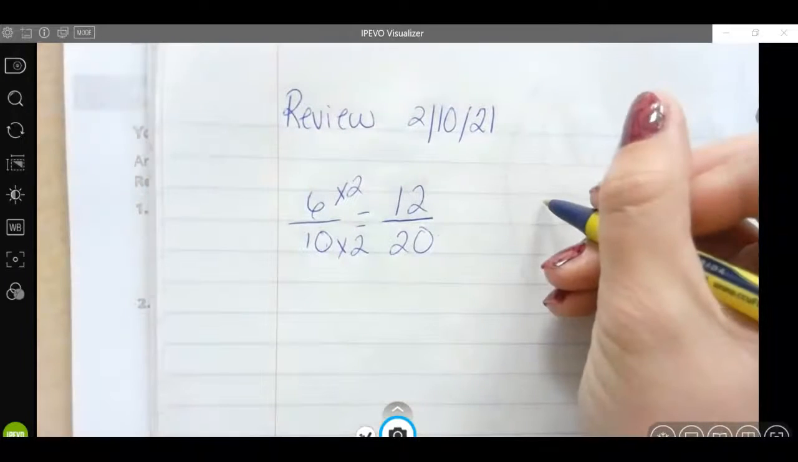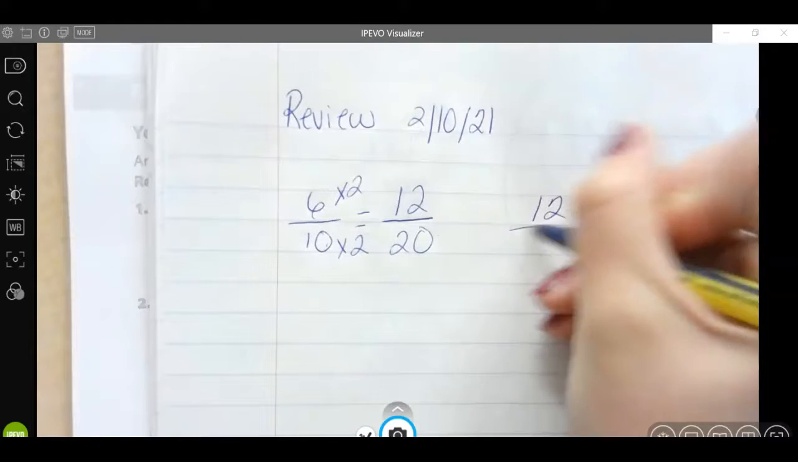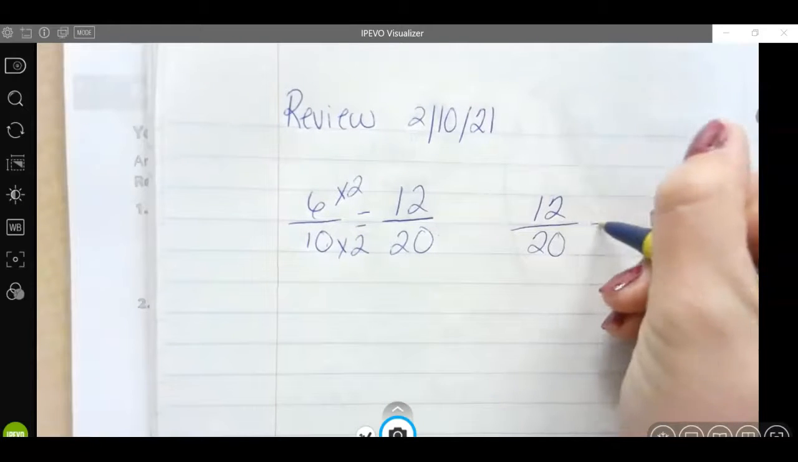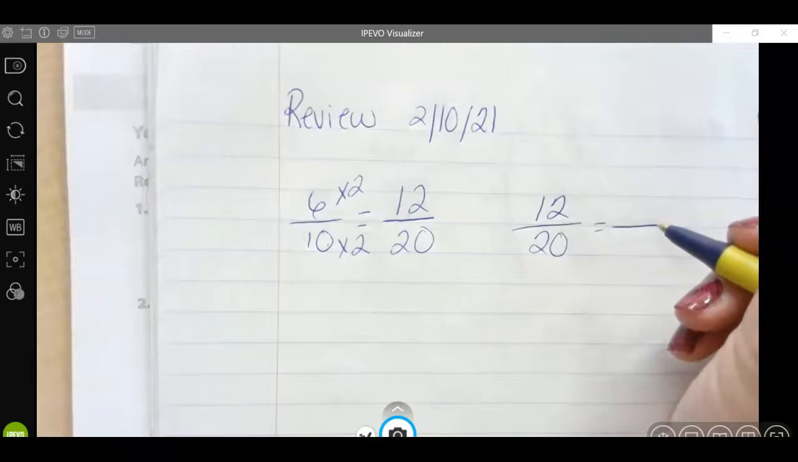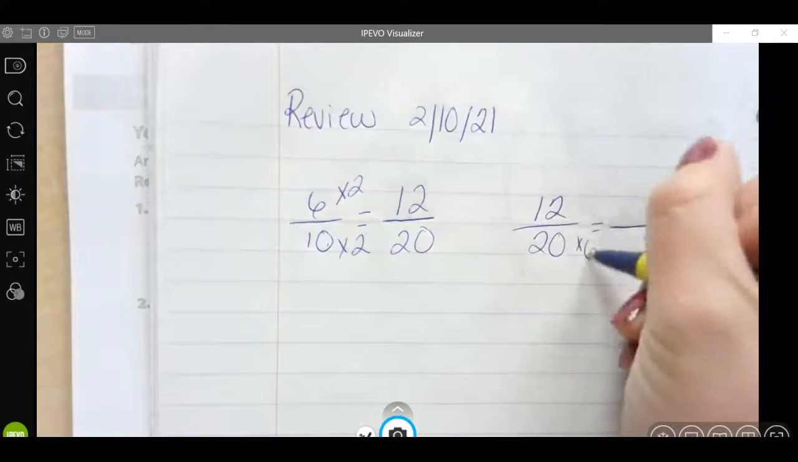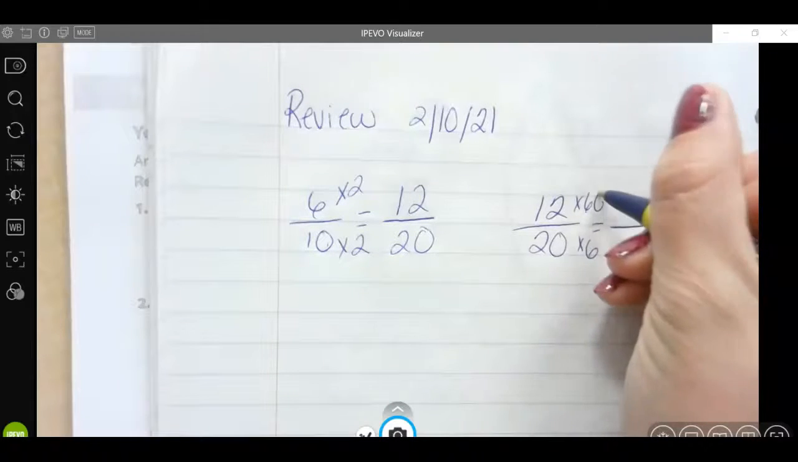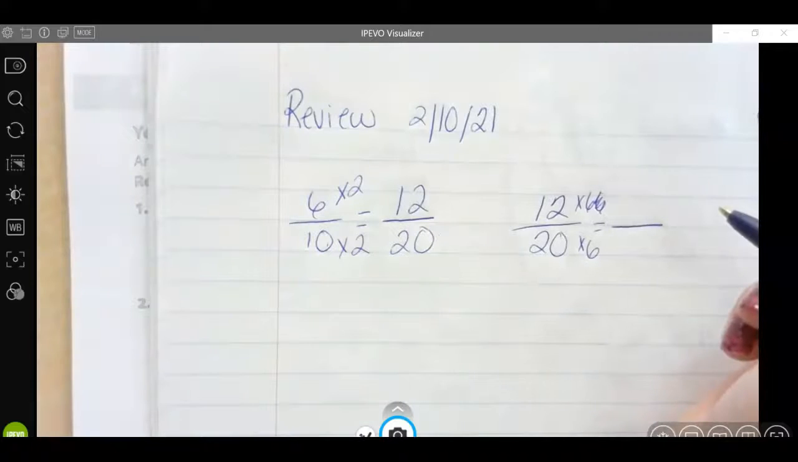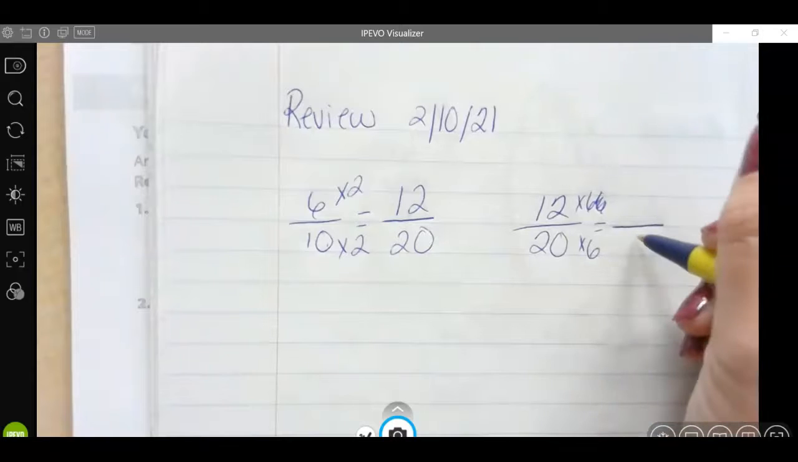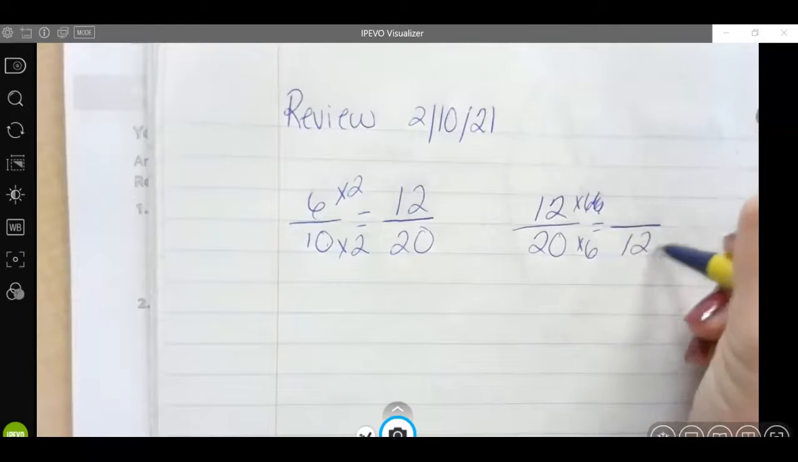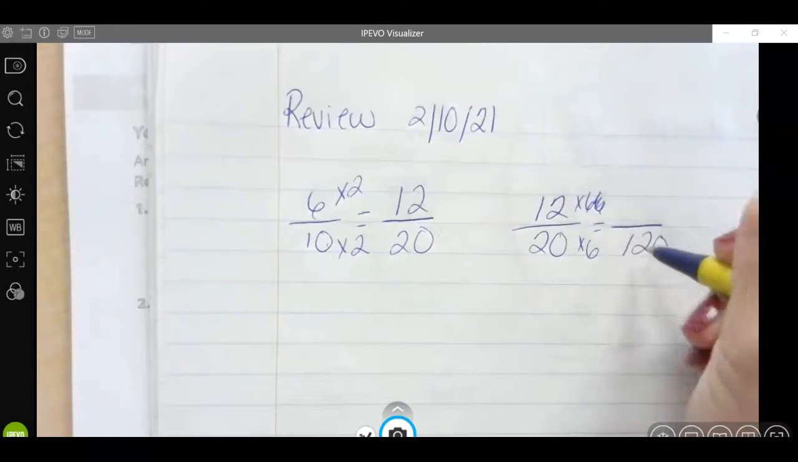Let's take 12/20. Who wants to tell me what? Rylan, what can we multiply by? 6. Okay, 6. Is Rylan correct? Yes. Yeah, it doesn't matter. So what's 20 times 6? 100. Okay, yep. Because 2 times 6 is 12 when we add our 0.